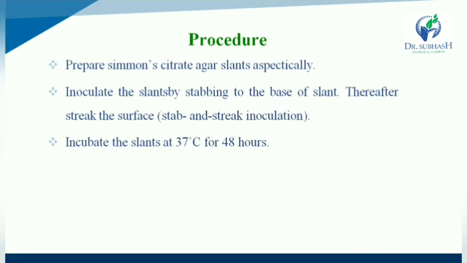So in this procedure, first of all, prepare Simmons citrate agar slants by maintaining aseptic conditions. After that, inoculate the slants by stabbing to the base of the slant and thereafter streaking the surface, which is called stab and streak inoculation. And the last step is to incubate the slants at 37 degrees centigrade for 48 hours.